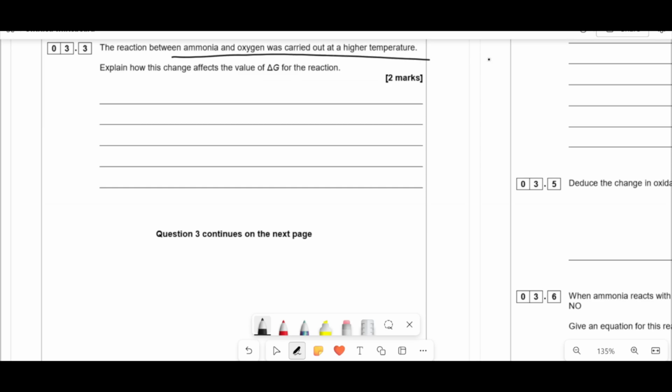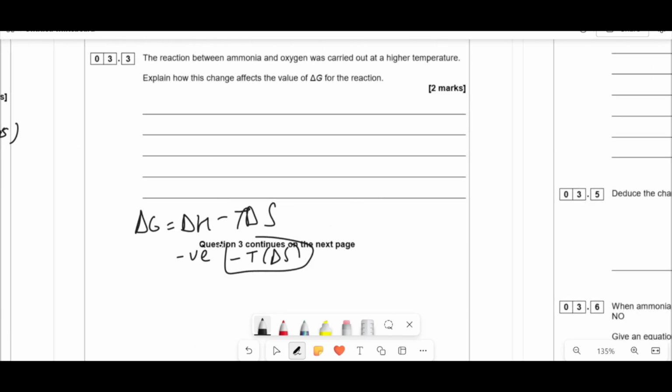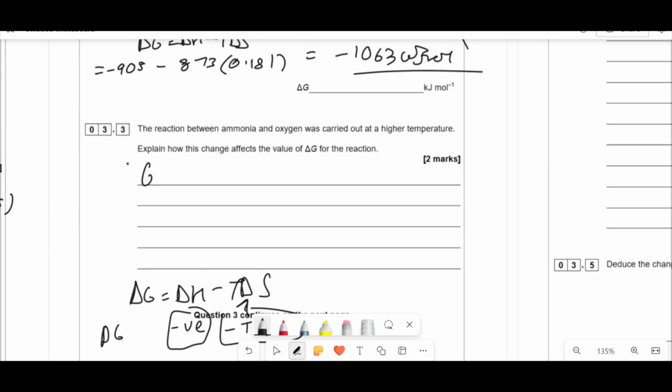The reaction between ammonia and oxygen is carried out at high temperature. What happens to delta G as this happens? So delta G equals delta H minus T delta S, right? So delta H is negative, then minus T delta S, but delta S was positive. So if you look at it in one big chunk, this is always a negative value minus a positive value. So that means if I increase this temperature, this whole chunk is going to be more and more negative, and a negative plus another negative means even more negative. So delta G is more negative. Why? Because T delta S gets bigger.